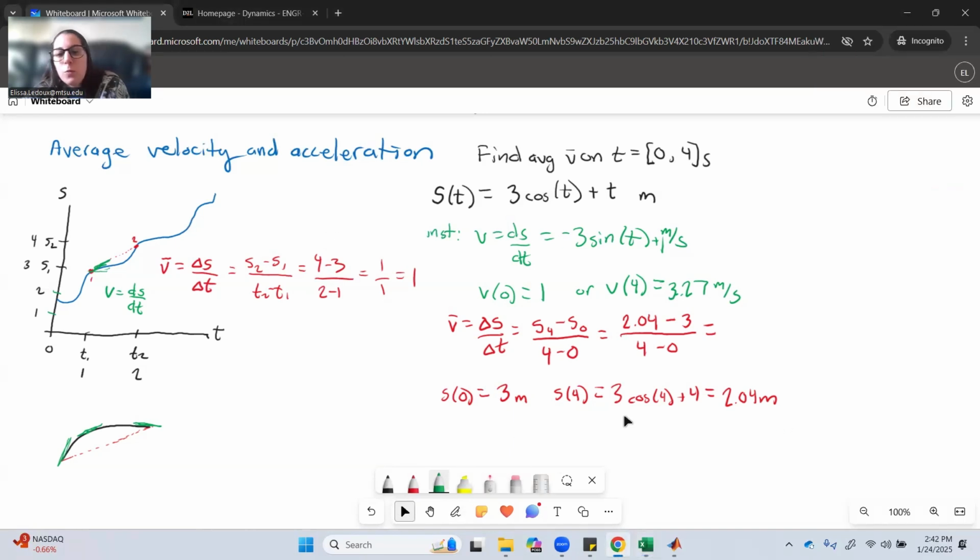Okay, so if you have an answer now for average V, put it into the chat. All right, -0.24. Very good. -0.24 meters per second.